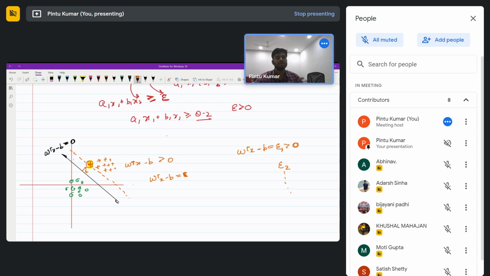Now, if you take the minimum of these epsilons, so let's say my epsilon star is the minimum of epsilon 1, epsilon 2, and so on till epsilon n. Because this is a finite set, this minimum is well defined. So we can say that for all these data points, W transpose x minus B is greater than or equal to this epsilon star. Can we say this? Yes, sir. Yeah. So that is what I told you, right?